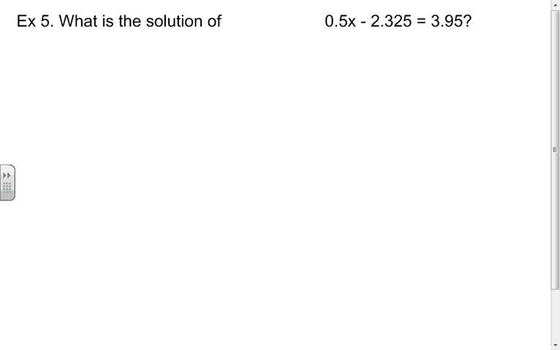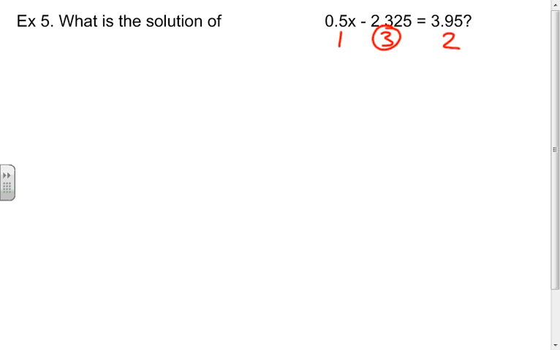All right, first step, count the number of digits after each decimal point. So in this first part, 0.5x, how many numbers after the decimal point? 1. In the second one, 2.325, how many after the decimal point? 3. And in the last one, 3.95, how many after the decimal point? There are 2. Find the biggest number of digits after the decimal point. Well, the biggest one of those numbers is 3.